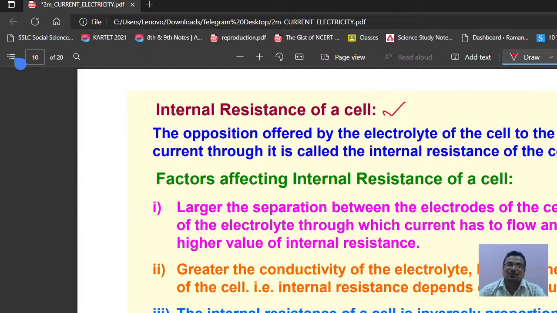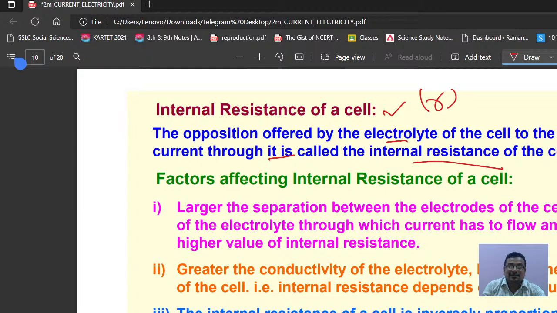There is a resistance to the flow of charge externally, because of that current will be less. But as far as the cell is concerned, the cell generates the current by chemical energy through the electrolyte. There is a resistance inside the cell. The opposition offered by the electrolyte, the solution, the chemicals of a cell to the flow of electric current is called internal resistance. This is represented by small r.